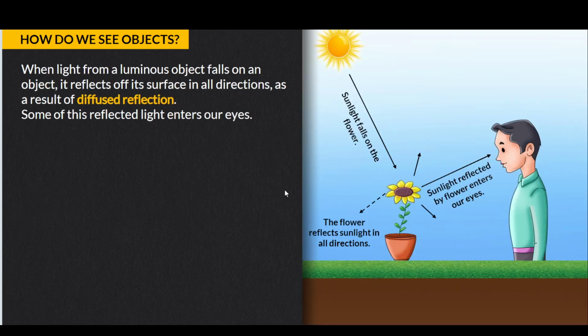Now the question is, how do we see objects? When light from any luminous object falls on an object, like here you can see sunlight is falling on the flower, and it reflects off its surface in all directions. So the flower is reflecting sunlight in all directions, and as a result of diffused reflection, some of this reflected light enters our eyes, and that's how we see objects.